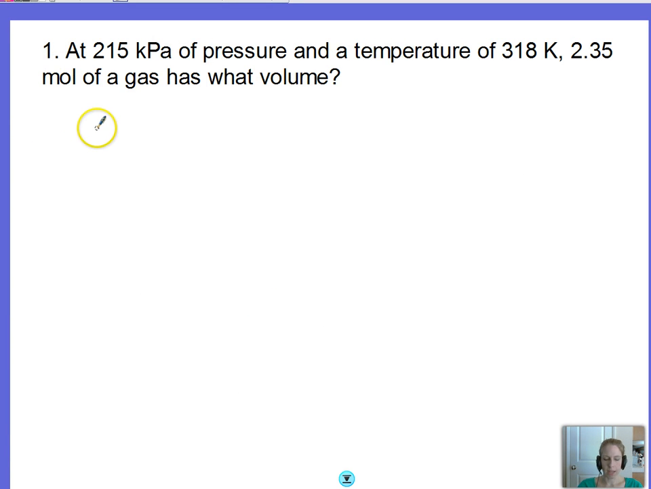So let's take a look at a problem. At 215 kilopascals of pressure and a temperature of 318 Kelvin, 2.35 moles of a gas have what volume? Since we have pressure, volume, and temperature, and we're not going from one set of temperature, pressure, volume numbers to another, we know we're going to need to use our ideal gas law. So we're going to write that out. PV equals nRT.